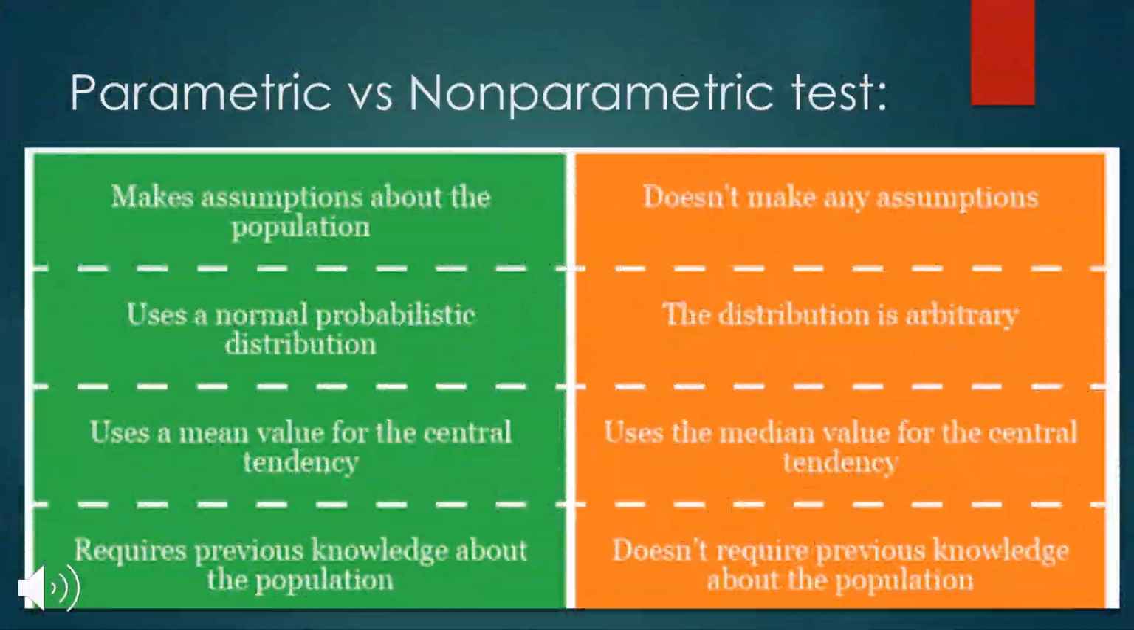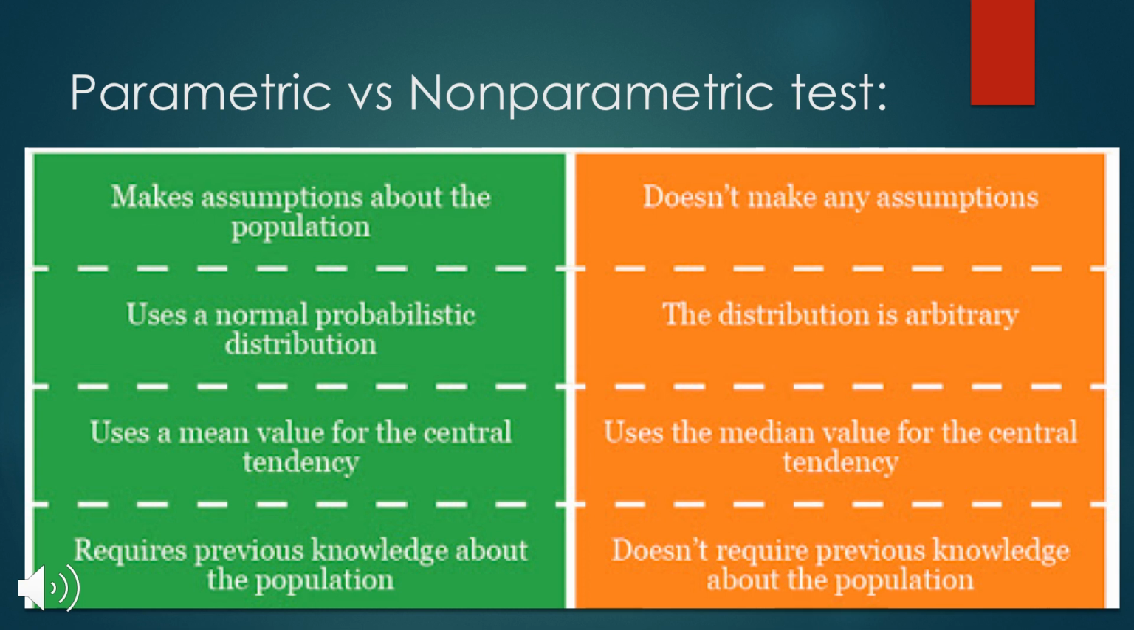So here are some differences between the parametric and non-parametric tests. As we have seen, parametric tests have assumptions about the population, while non-parametric tests don't have any assumptions. Parametric tests have a normal distribution probability, whereas in non-parametric tests the distribution is arbitrary. Arbitrary is nothing but they can do however they want. There is no specific idea how they are going to distribute them.